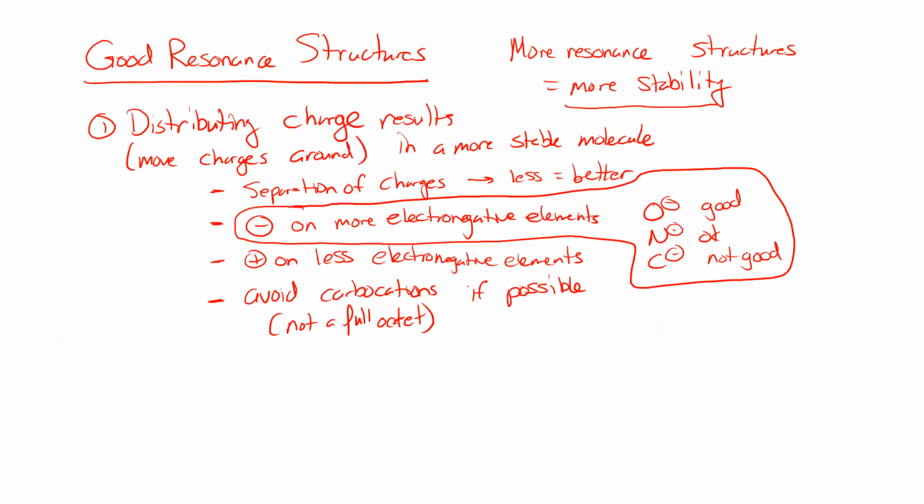Okay, so distributing charge is good. And we want to do that by putting negative charge on more electronegative elements. We want to avoid carbocations if possible. It's not always possible. And then what are some other rules? Make pi bonds if possible. More pi bonds equals more stability.